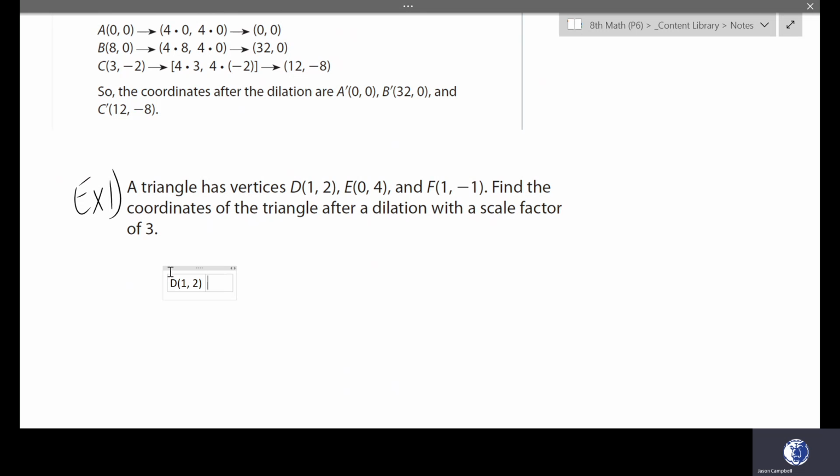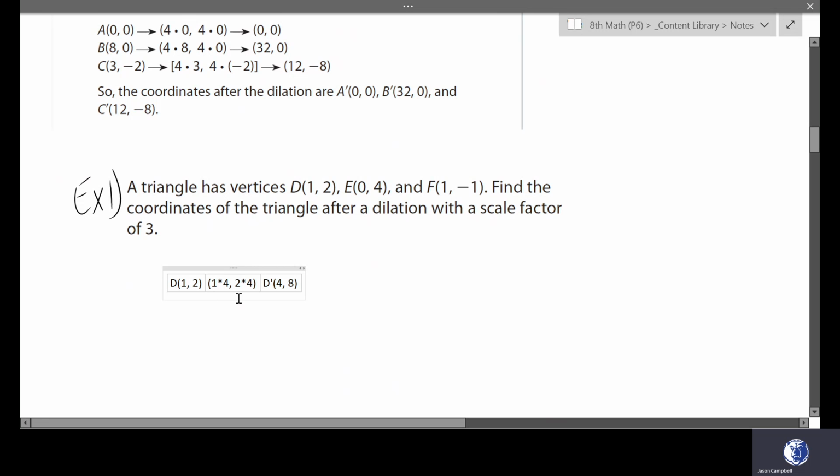So let's do a new column for each point. So for D, going across, we'll do 1 multiplied by 4 and 2 multiplied by 4. And that's going to give us our new point, which is D prime at 4, 8. Because 1 multiplied by 4 is 4 and 2 multiplied by 4 is 8.